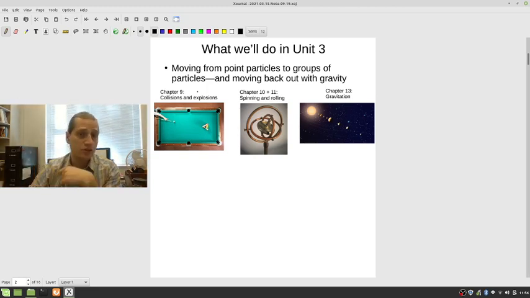groups of objects. So in this chapter 9, we're going to describe systems where you can have collisions and explosions and how to get a handle on this so you don't just have to do the math for every single one of those particles individually. And so that's what we're going to be talking about today.